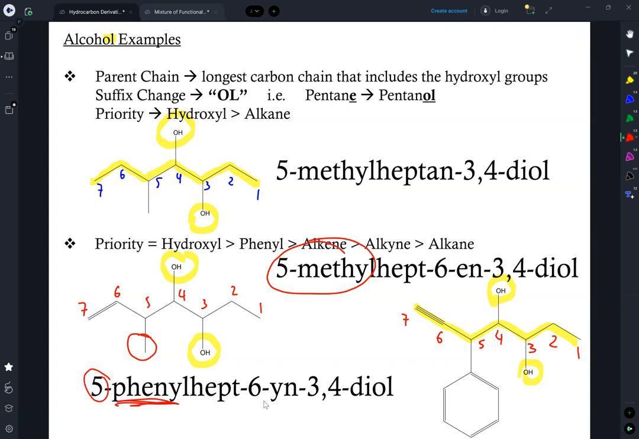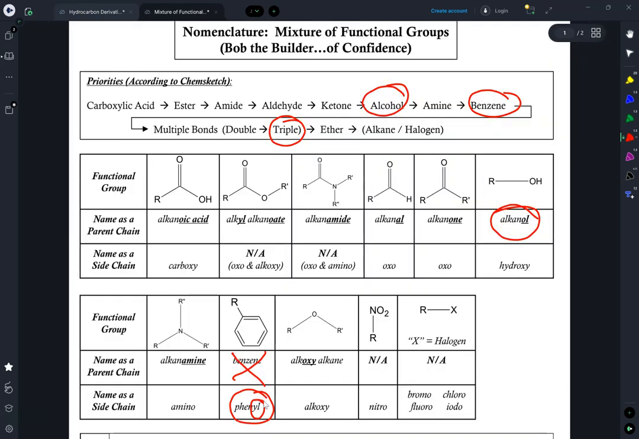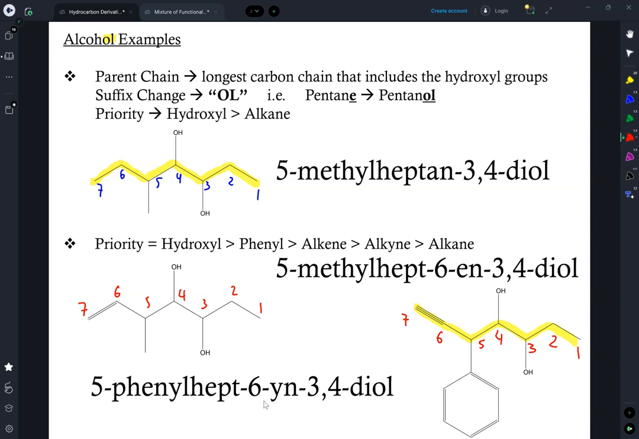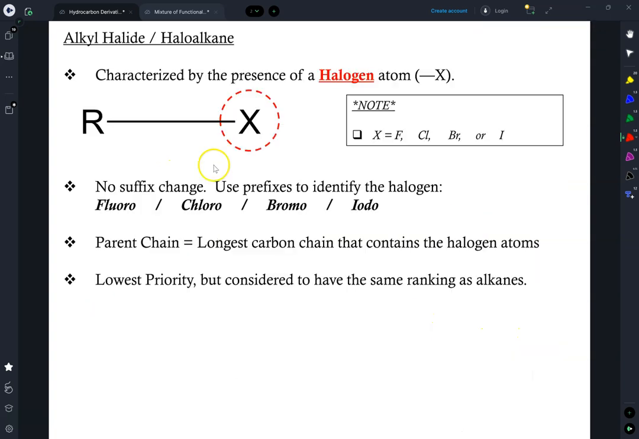Now, don't worry too much about the priority list for now. This will come later on in a separate video. For now, let's just focus on each individual functional group and compare them only to the benzene, alkenes, alkynes, and alkanes. The next functional group we'll be looking at is that of the alkyl halides. I believe your textbook may call them haloalkanes.